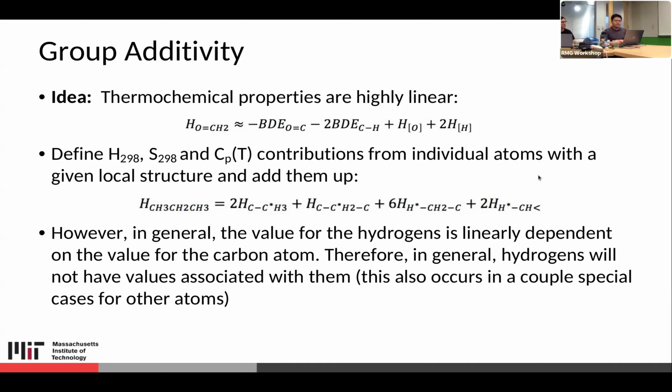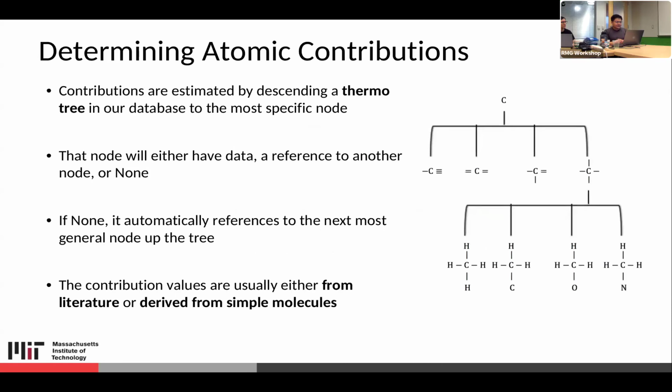In general, this is what it looks like in theory, but in principle, the values for the hydrogens are linearly dependent on the values for the carbons. So in general, the hydrogens won't have any values associated with them. Okay, so how do we actually determine those individual contributions?